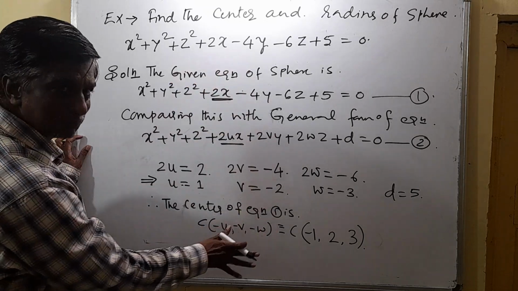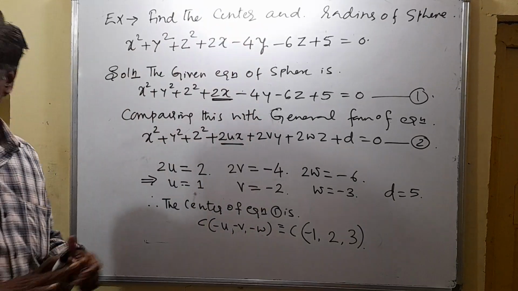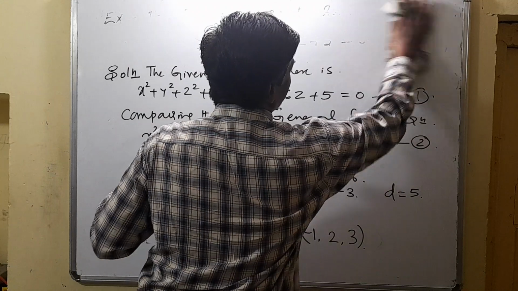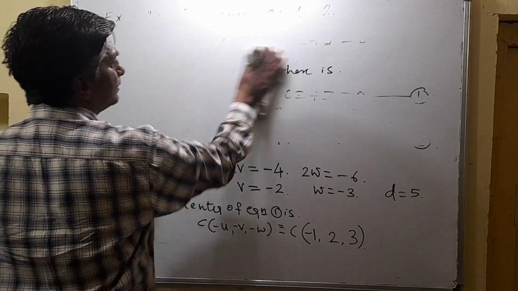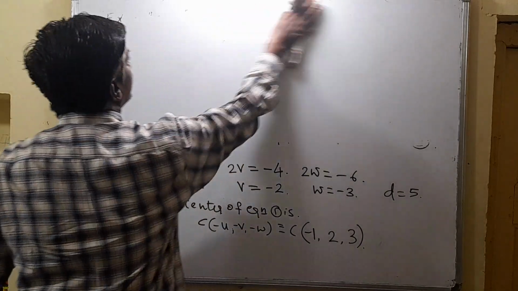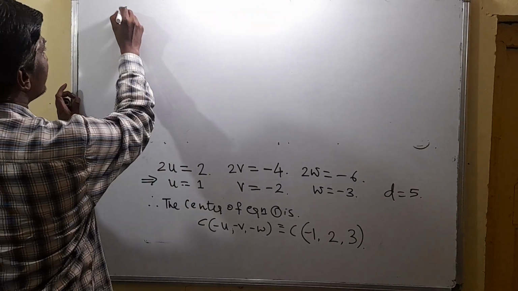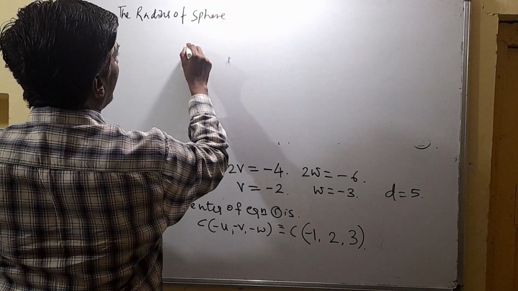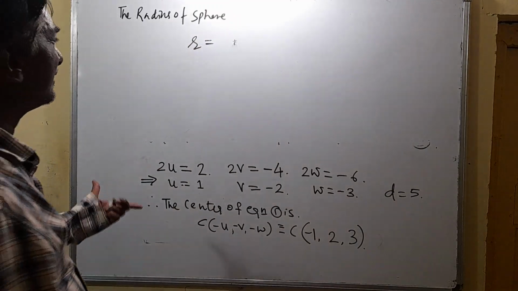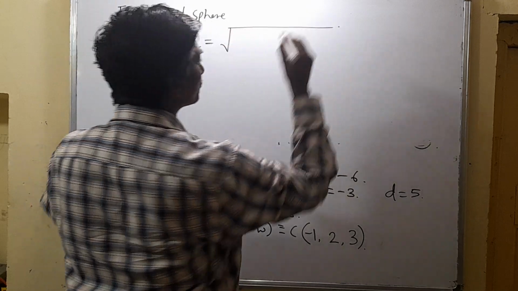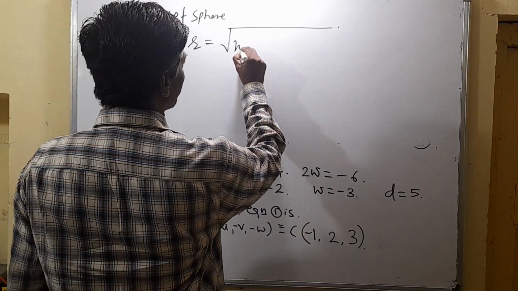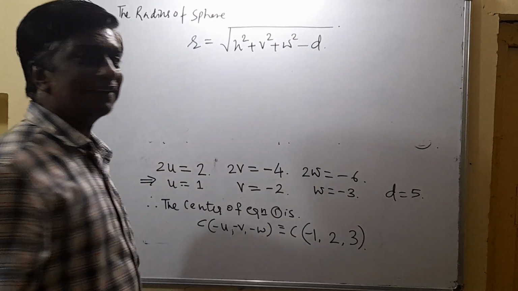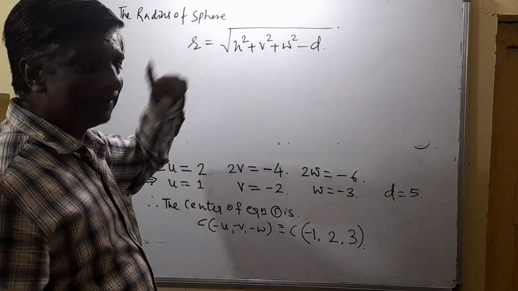First, this board is completed. I will rub this and I will find the radius of the sphere. Very simple. Radius of sphere R equals, what is the formula? Very simple formula is given. That is square root of u square plus v square plus w square minus d. It is the formula for finding the radius of the sphere.